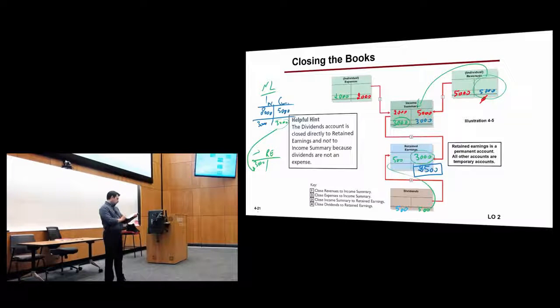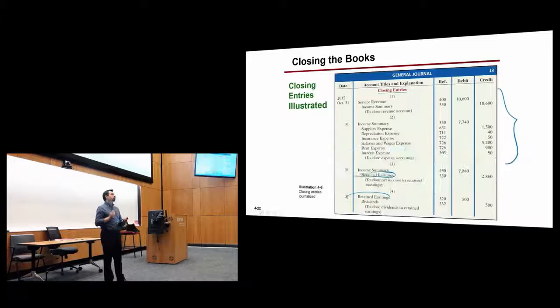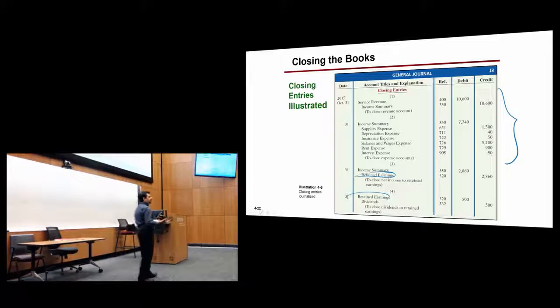Okay? You always close an account. When you want to close an account, enter the same balance, the ending balance, on the opposite side of where the balance is. If it were on the credit side, debit that amount. If it is on the debit side, credit that amount. So in this case, first one, we debit revenues, we credit income summary.